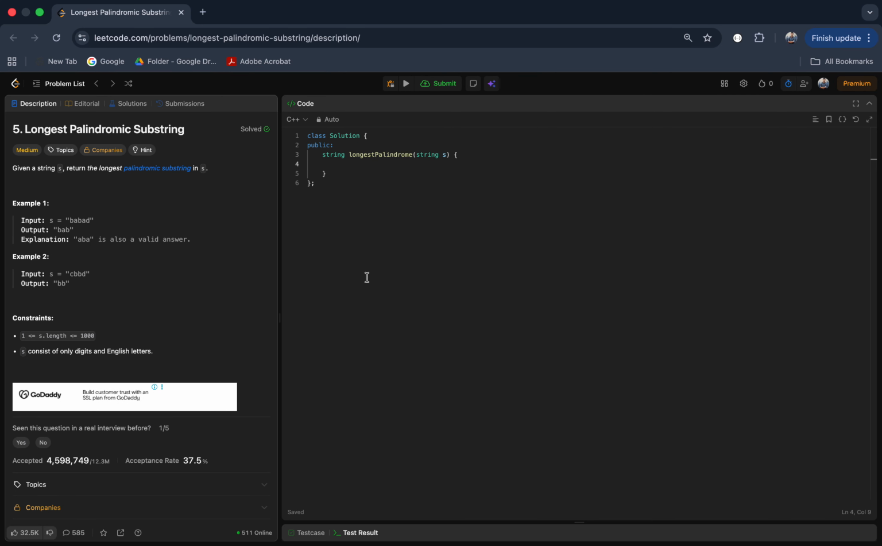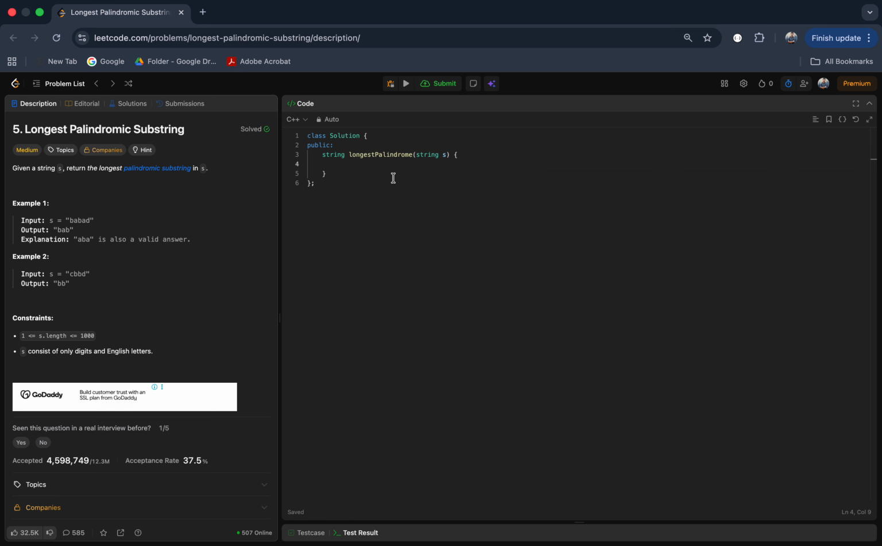Hello everyone, I am Abhishek and today we are going to solve the longest palindromic substring problem. This problem is similar to the palindromic substring problem, where we need to find the total number of palindromic substrings. There we are finding the total number of substrings, and on top of that, we need to find which one among them is the longest one.